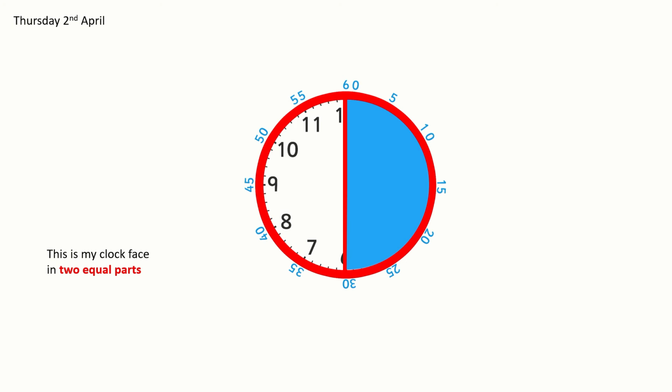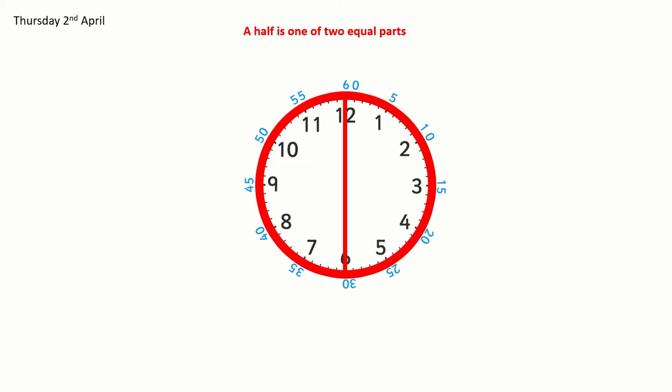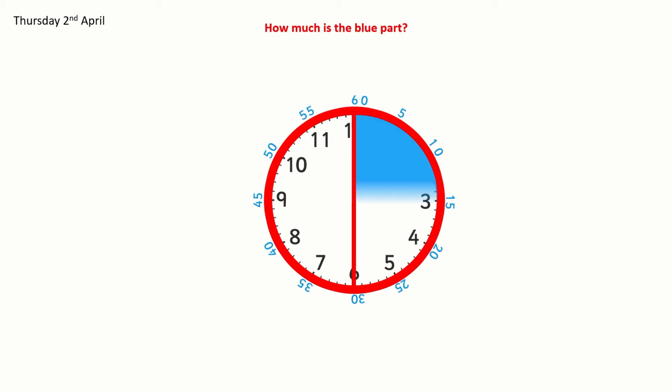But what does it mean if I have my blue part here, my one of two equal parts? How much do I have? I haven't got all of it. I haven't got the whole thing. Have I got a quarter of it? No. Have I got a third of it? No. I've got a half, because a half is one of two equal parts. I know that from my fractions learning I did a few weeks ago. A half is one of two equal parts, and that red line down the middle of my clock shows two equal parts. So that blue part, it's one half, isn't it? And that white part, well, that's another half too.